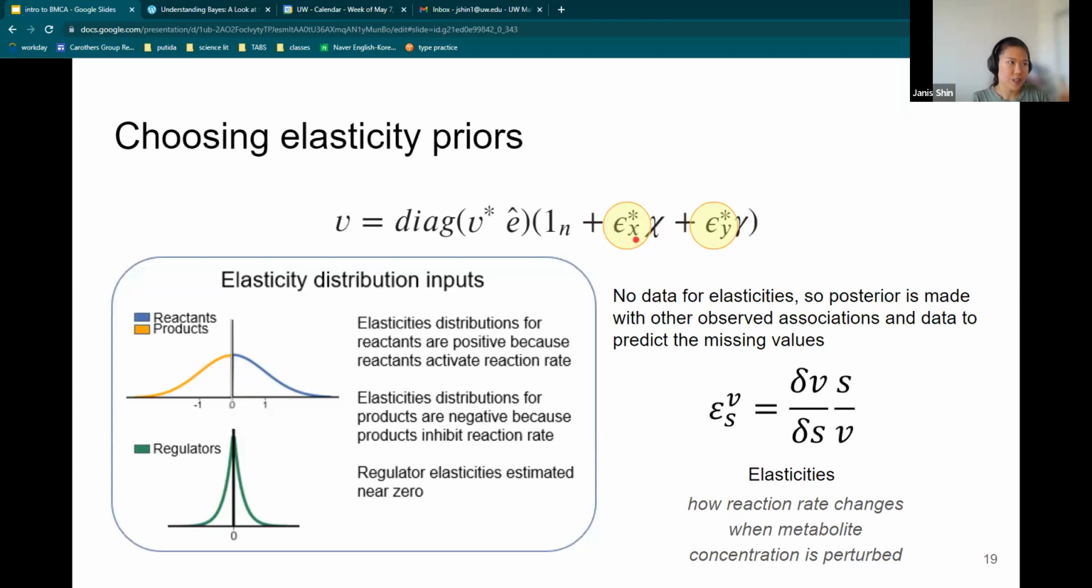So each variable in this LinLog approximation has its own priors, and we have to set them up in their own way. For example, for elasticities, their distributions are mostly half normals. For reactants, the elasticity distributions are half normal positives because reactants activate reaction rates, and vice versa for the products. And then regulators, which are metabolites that are not directly participating in each chemical reaction, we're just going to guess that they're not participating, so their values are 0.